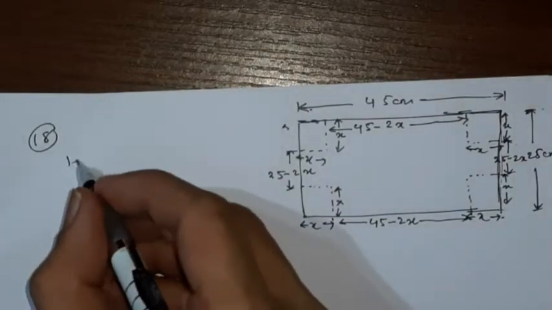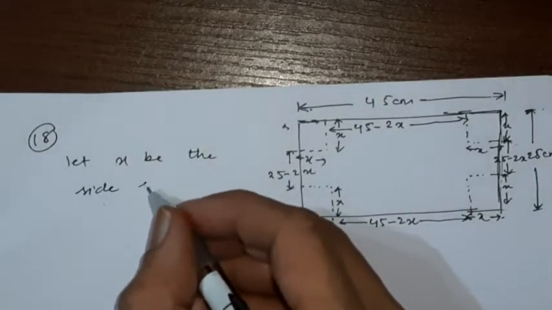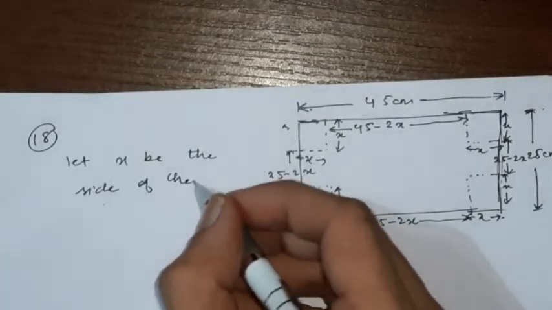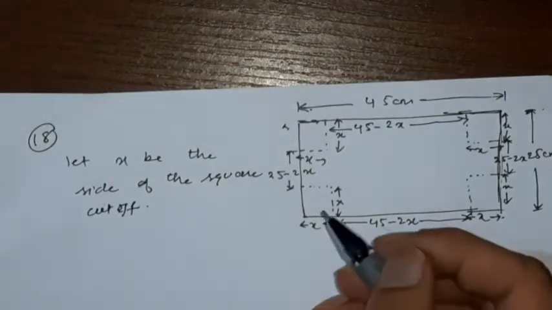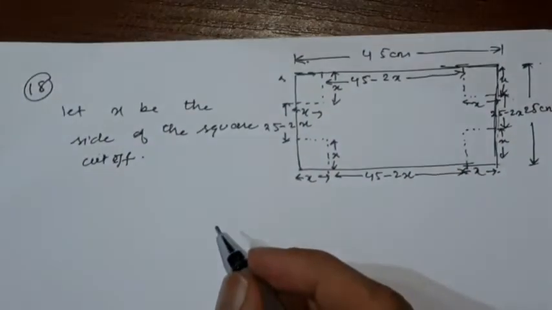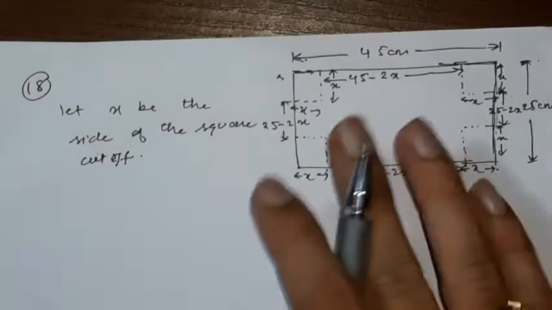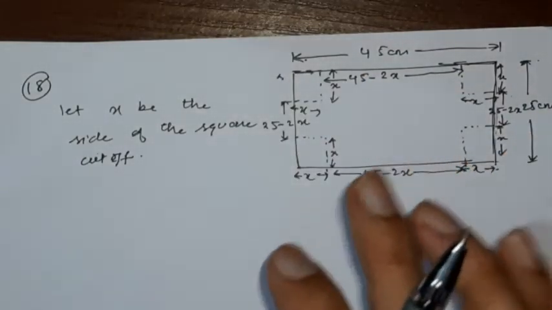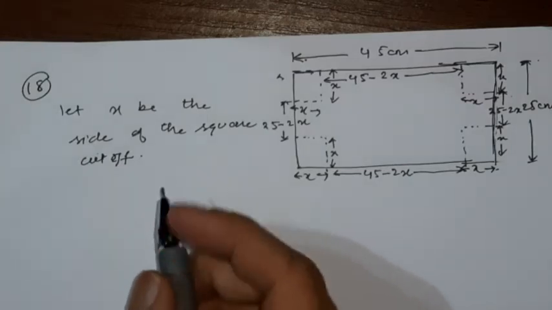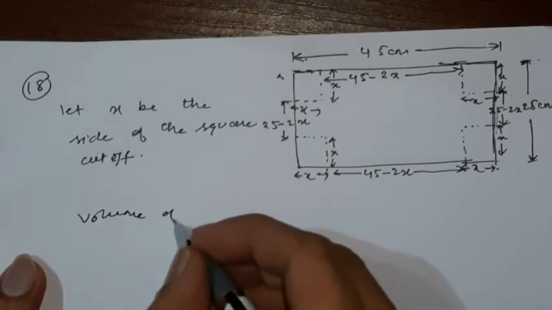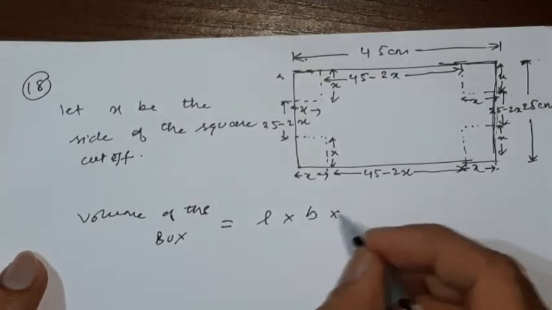right? So what we have to take, let x be the side of the square cut off. Let x be the side of the square cut off. Now we have to take the volume function, because again we have to maximize the volume of the box that we will prepare from this, after cutting the square from each corner. So volume of the box is what? Volume of the box is length into breadth into height.